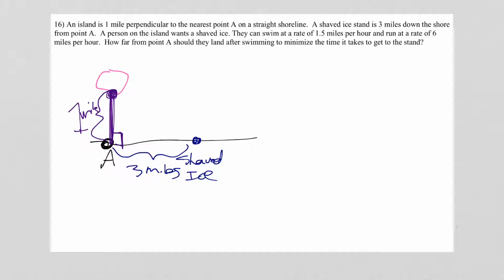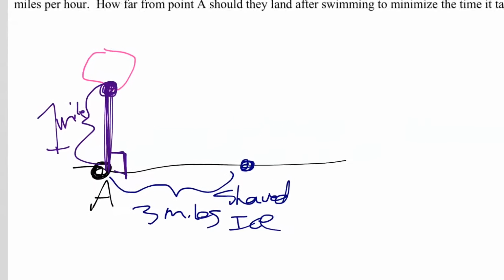But here's the catch. We know the rate at which they can swim, and we know the rate at which they can run. Because of course you're going to run if you're going to get shaved ice. So we want to know where between A and shaved ice should we land to minimize the total time that it takes to get to the shaved ice stand. Okay?